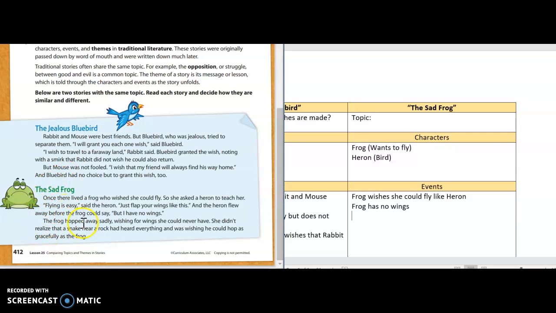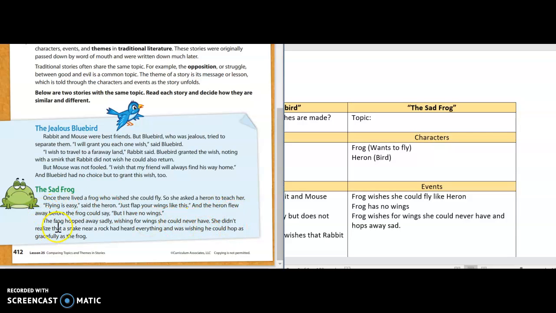"The frog hopped away sadly, wishing for wings she could never have." Frog wishes for wings she could never have, and hops away sad.